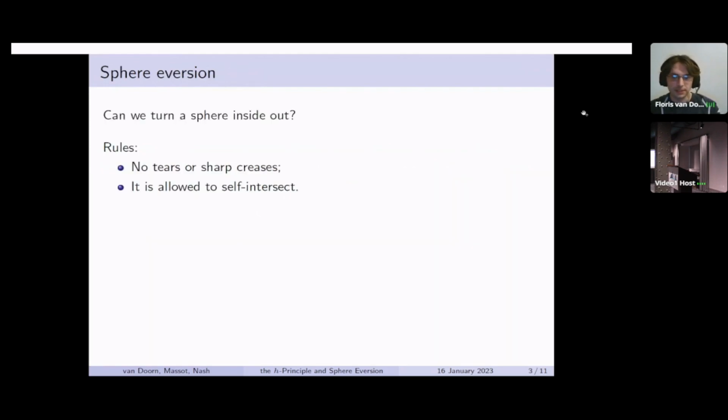And the particular problem I want to focus on is sphere eversion. And the question of sphere eversion is, can we turn a sphere inside out? And we have to follow two rules for this challenge. The first is that we cannot tear the sphere in pieces or have tears, and we cannot have sharp creases. So we cannot bend the sphere into a sharp edge, but we are allowed to self-intersect the sphere. So the sphere is allowed to go through itself.